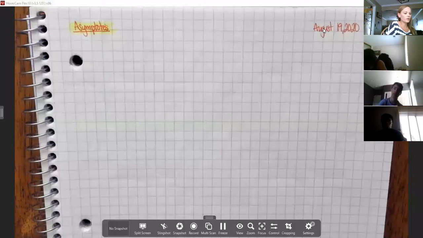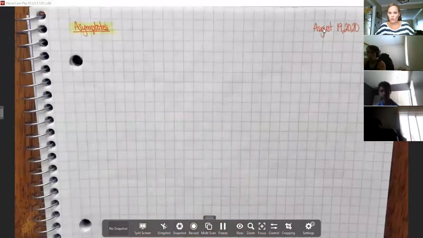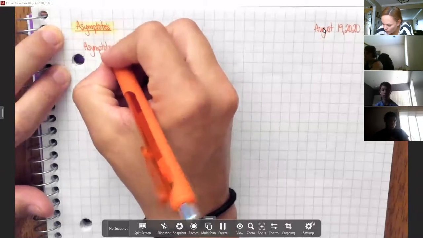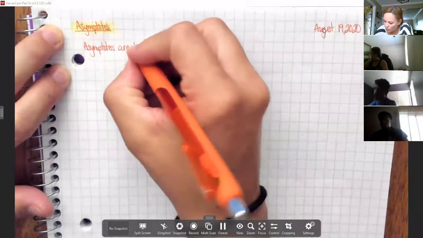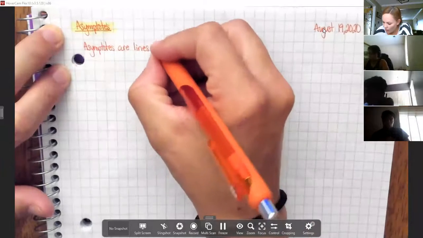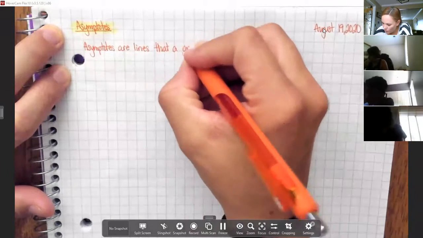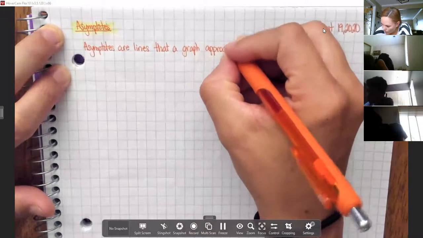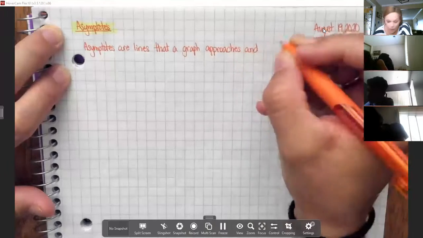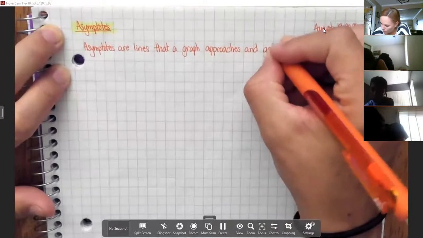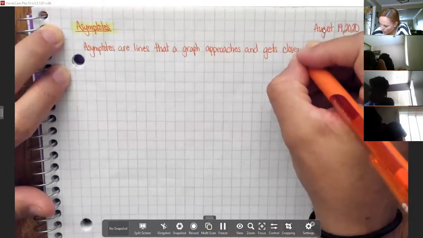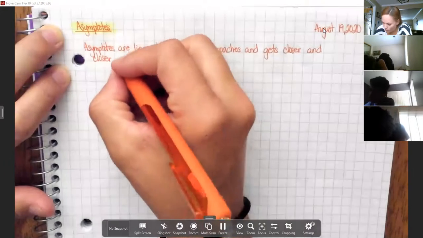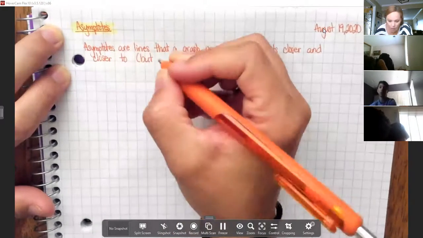Okay, so our notes on asymptotes. Asymptotes are lines that a graph approaches and gets closer and closer to, but does not cross.